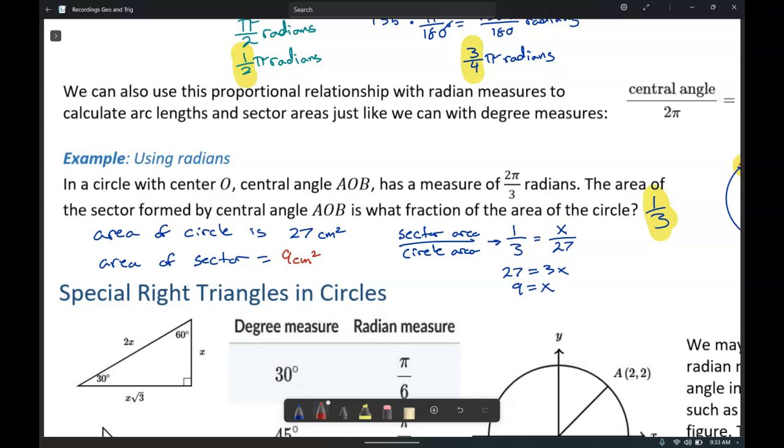Using this proportional relationship, we can extend that information beyond to angle measures, to arc length and circumference, and to sector area and circle area.